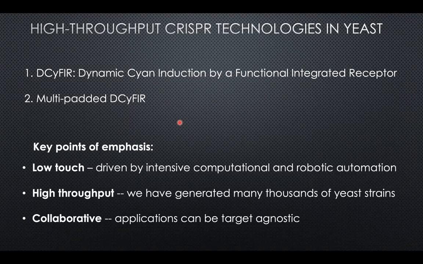A few key points of emphasis are that, number one, these approaches are low touch. They're driven by intensive computational and robotic automation. They're high throughput. We have generated many thousands of yeast strains without even trying. And they're very collaborative. Our applications can target pretty much any drug target, including dark kinases and ion channels, anything for which we have a functional readout. So they're very powerful and they're very broad.